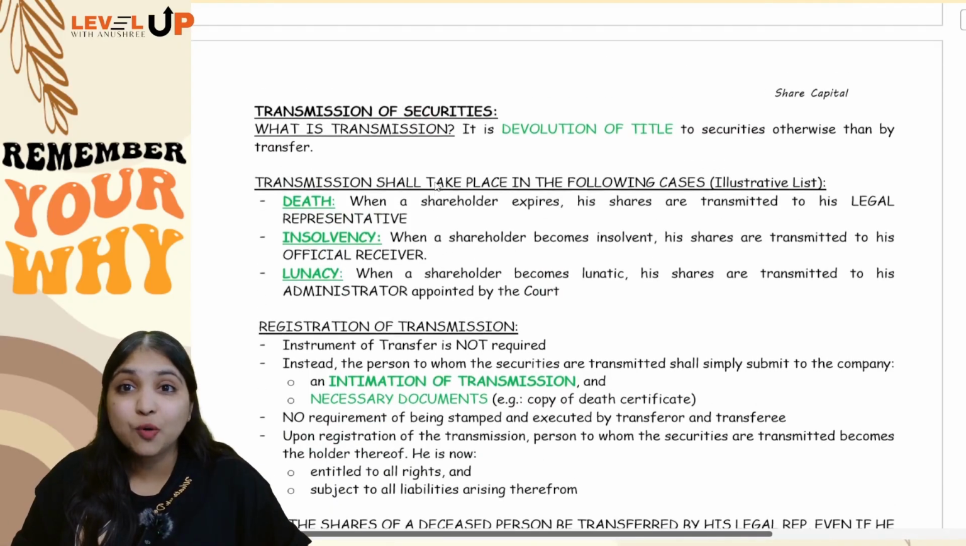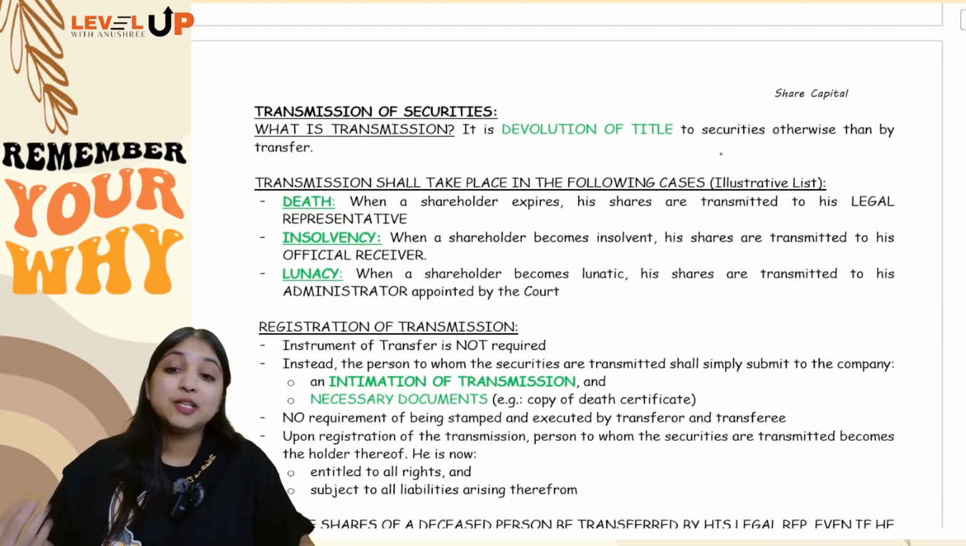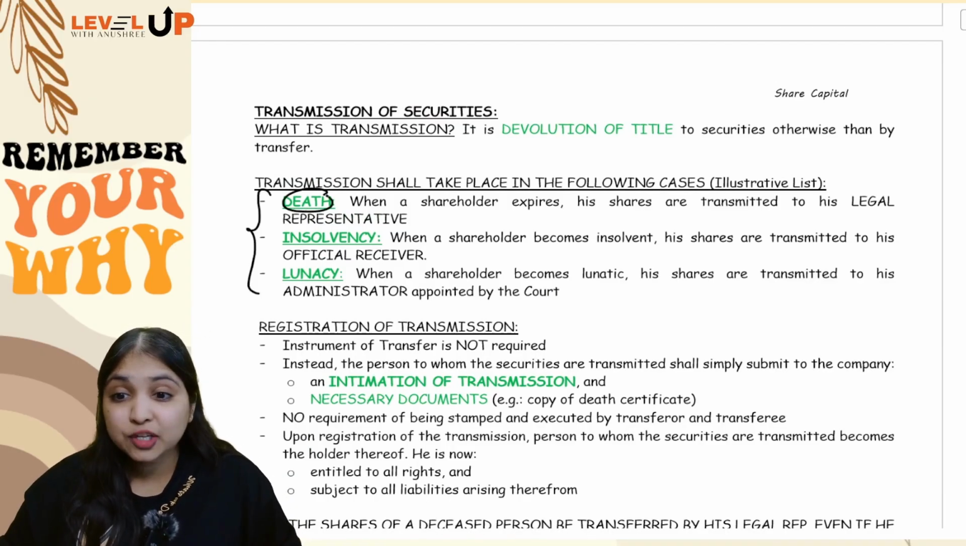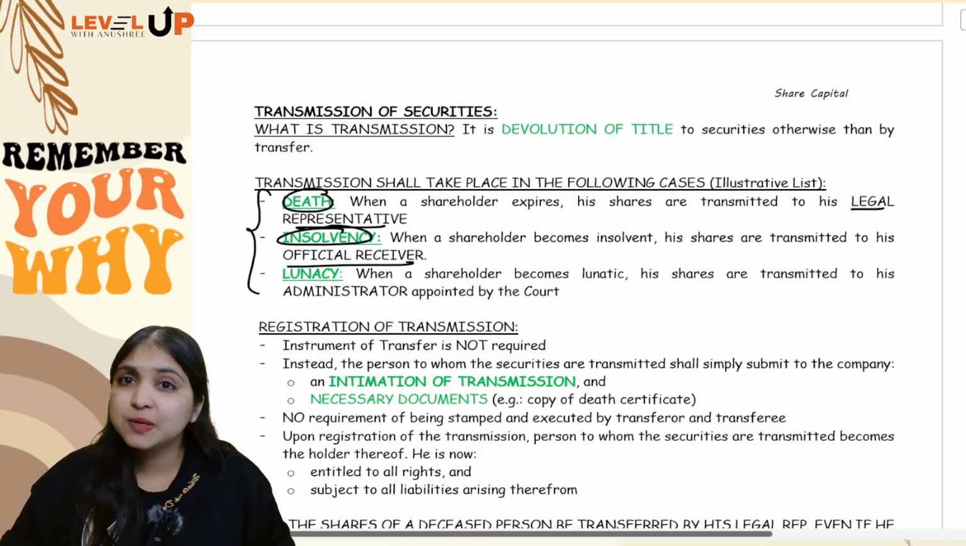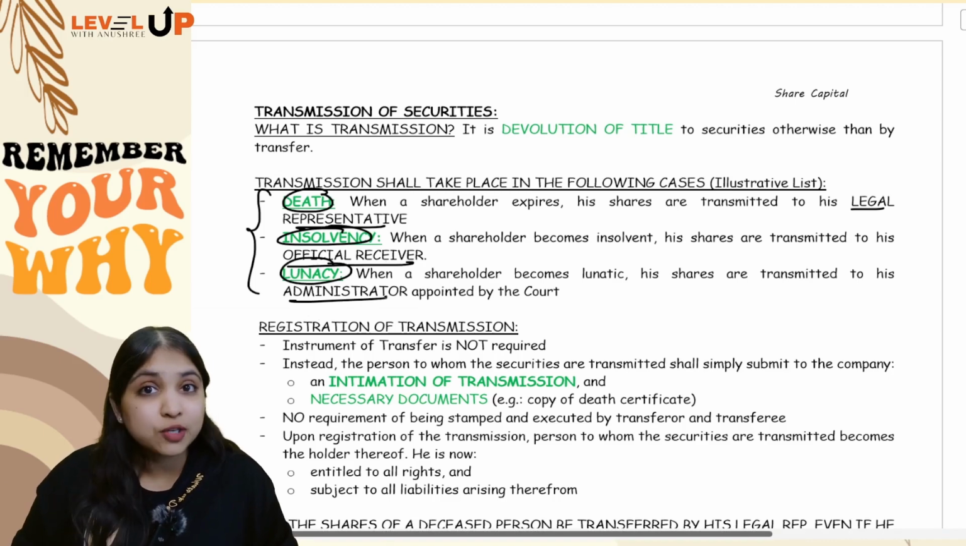Transmission, we said this is not voluntary. Transmission happens by operation of law. Transmission happens automatically in some cases, whether you like it or not, automatically it will happen. Like when the shareholder dies, automatically the shares will go to his legal representative. When the shareholder becomes insolvent, automatically the shares will go to the official receiver. When the shareholder becomes lunatic, automatically the shares will go to the administrator.